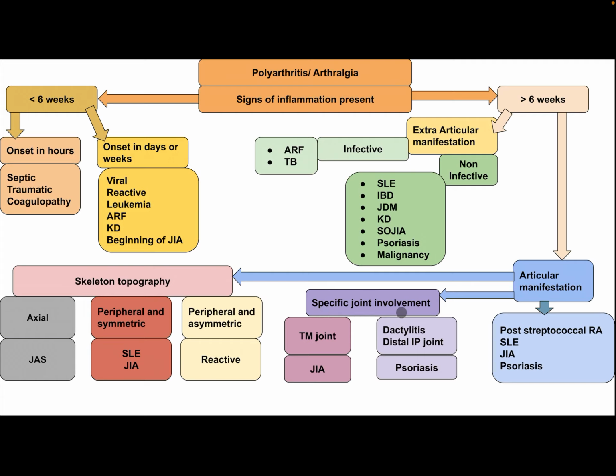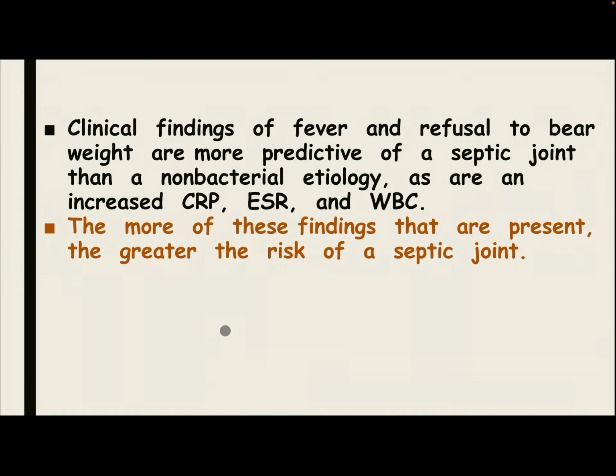If the patient has a specific joint involvement, like temporomandibular joint involvement, this is JIA. If patient has dactylitis, distal interphalangeal joint, this is psoriasis. If there is skeletal topography, if it is axial, this is juvenile ankylosing spondylitis. If it is peripheral with symmetric, this is SLE or JIA. If it is peripheral and asymmetric, this is reactive.